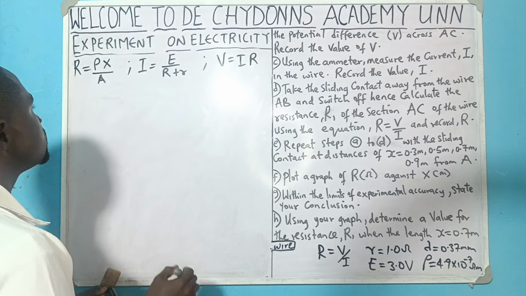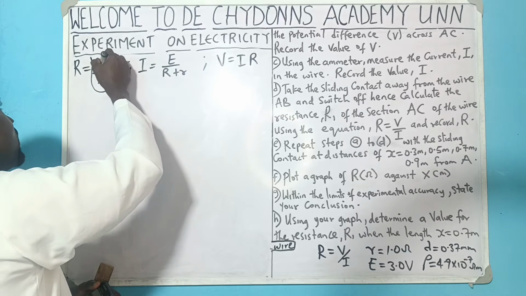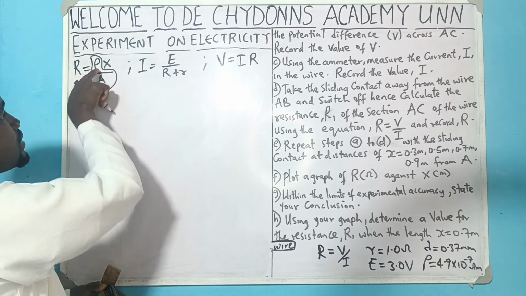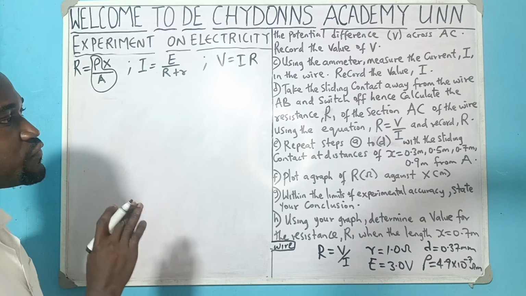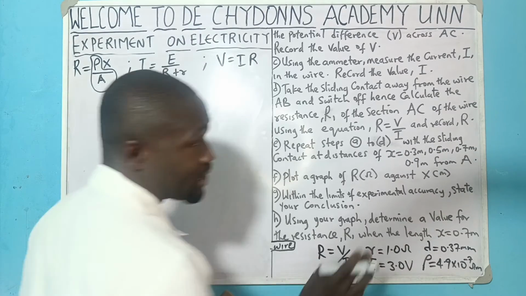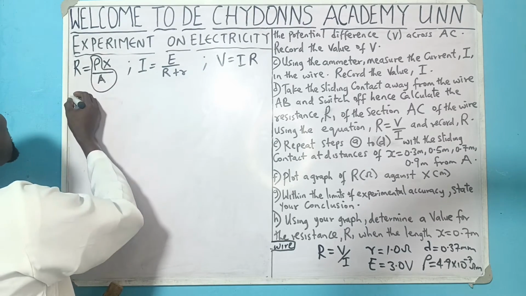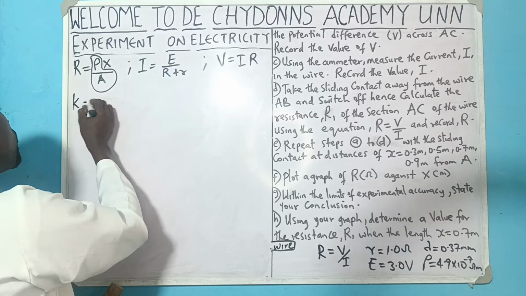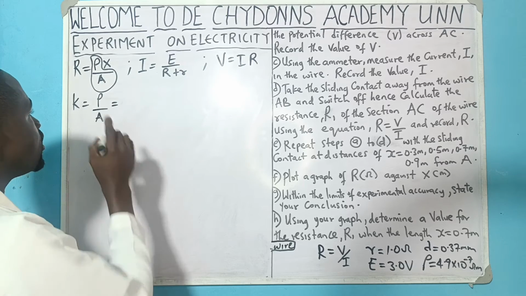Are you getting it? Let's first get this value. Once we get this resistivity over area, we can get our various values for resistance for the different distances given to us. We now say let K be equal to resistivity over A.